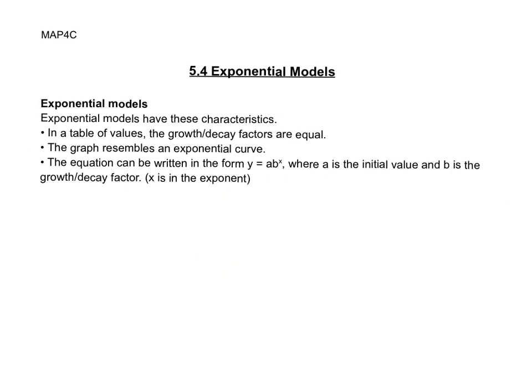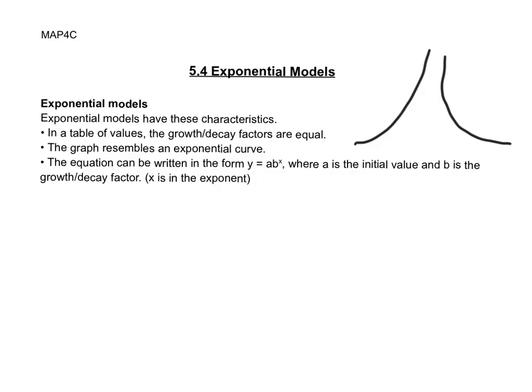If you remember from last year, for exponential models in a table of values, the growth or decay factors are equal. The graph represents an exponential curve, which is something that either goes up and up and up forever, or down and down and down and never reaches zero. Remember, if I have half of a cookie and I eat half of my cookie every day for the rest of my life, theoretically, I will never run out of cookie.